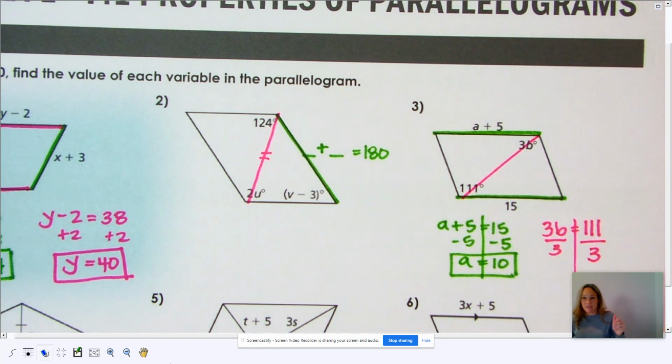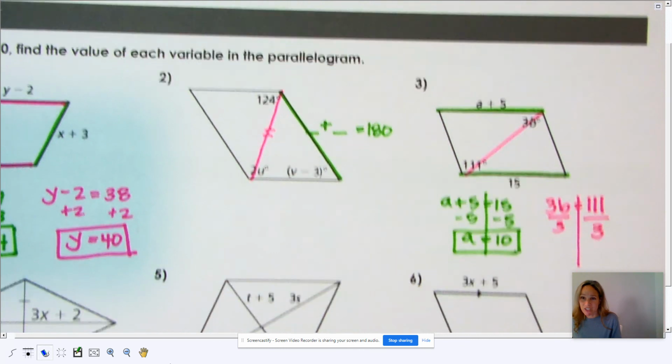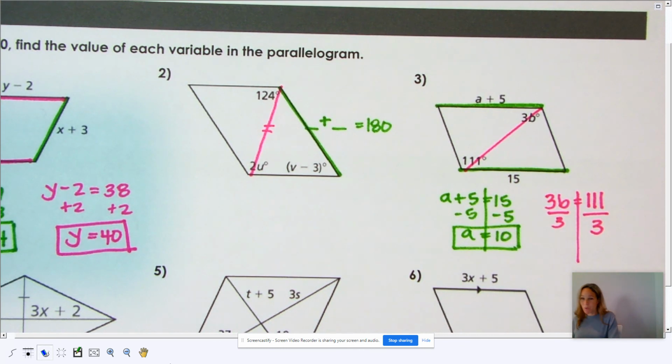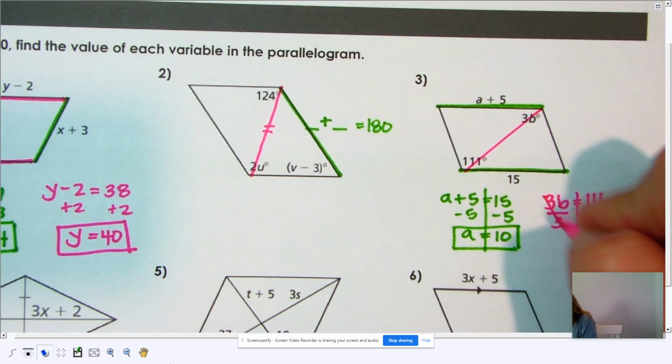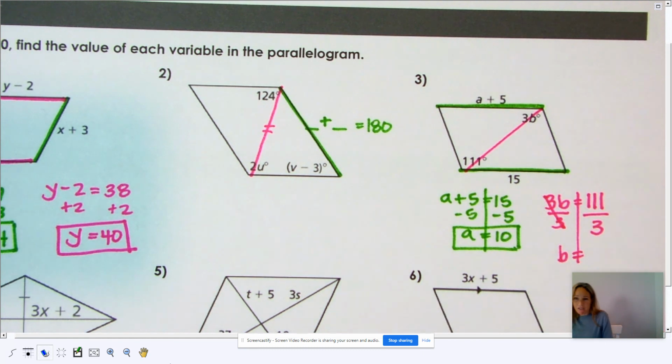I was trying to get ahead of myself because I'm super excited about what's coming up next. Have you guys ever done short division? Short division is like long division, but way better. So on this side, the 3's cancel. So I don't even need my calculator for this.